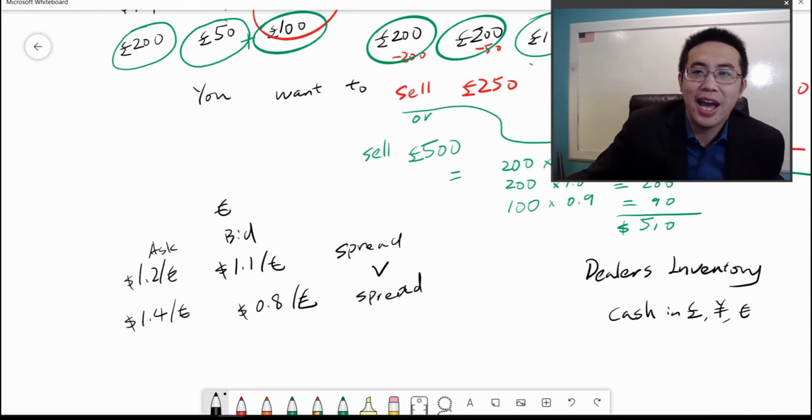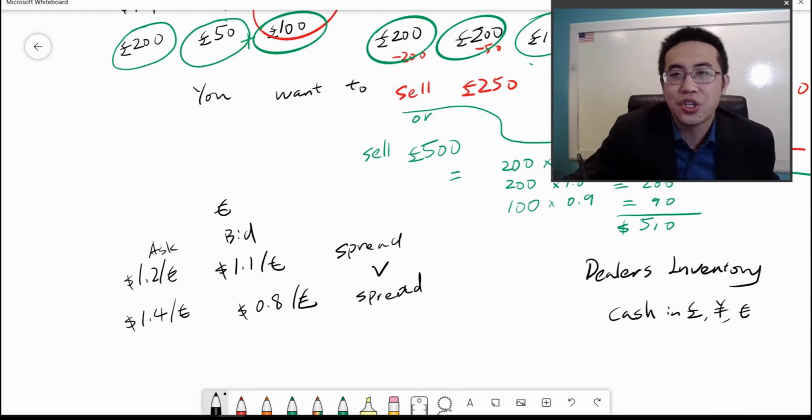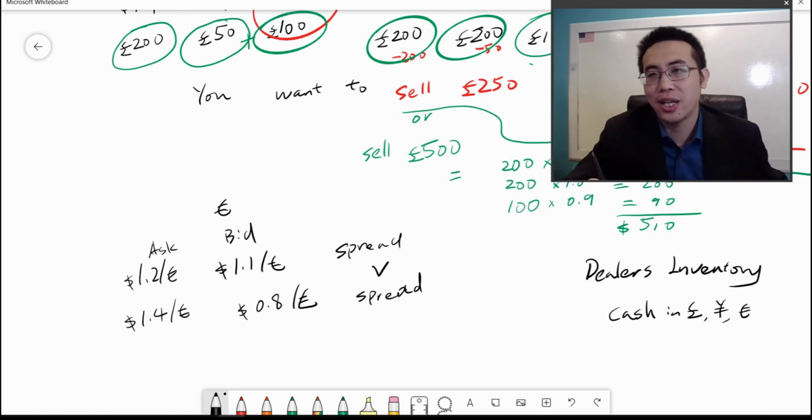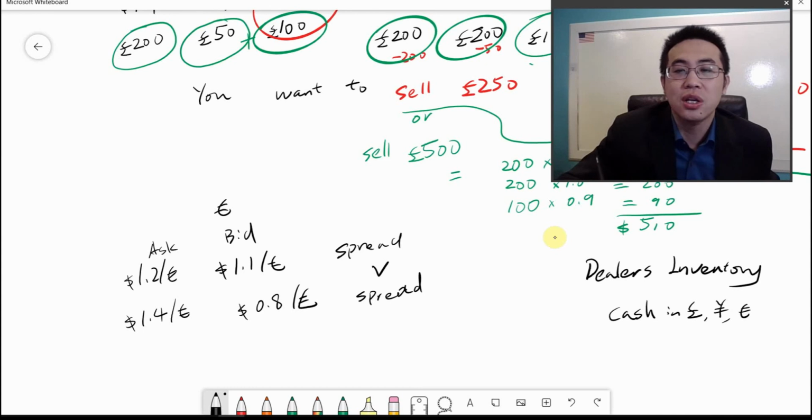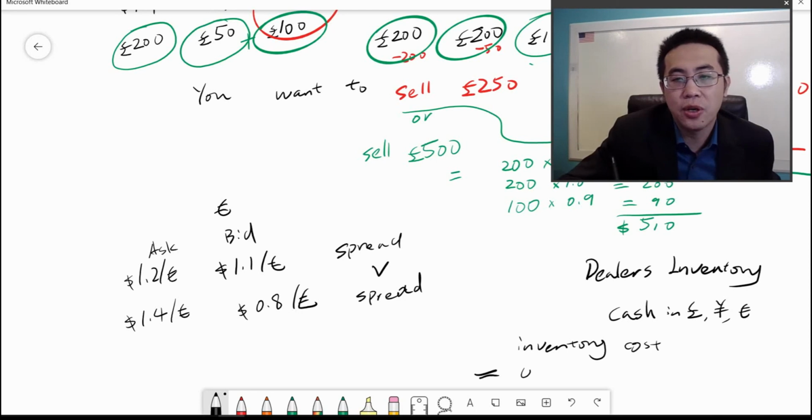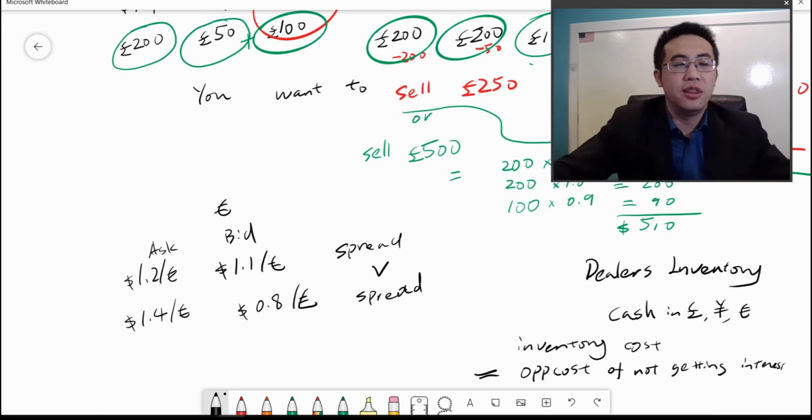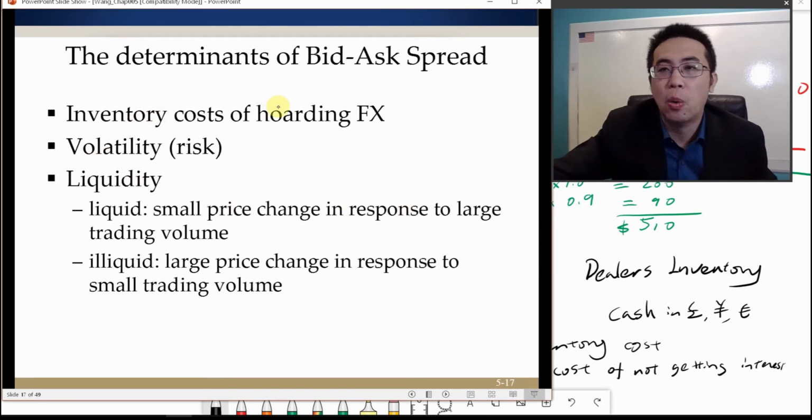And what's the cost for holding cash? Let's say if you don't hold the cash, you're going to put it in a bank account and make some interest, right? But instead of making interest, you are holding it in cash, ready to trade, so you're not getting the interest. So that is the inventory cost. The inventory cost for the dealers basically is the opportunity cost of not getting interest. The higher the interest of the currency, the more opportunity cost they have to bear, then they would charge you more spread. And also risk is another factor.